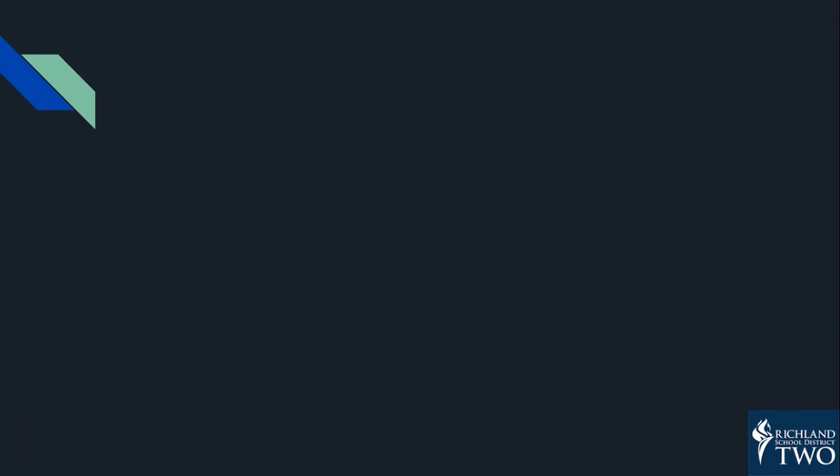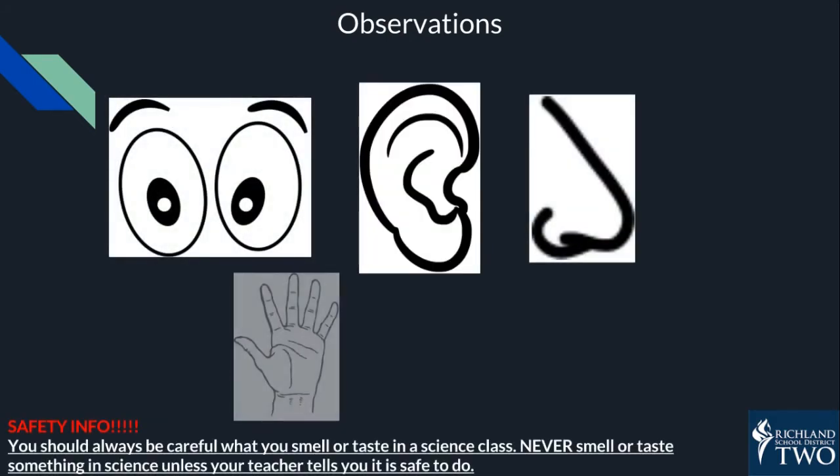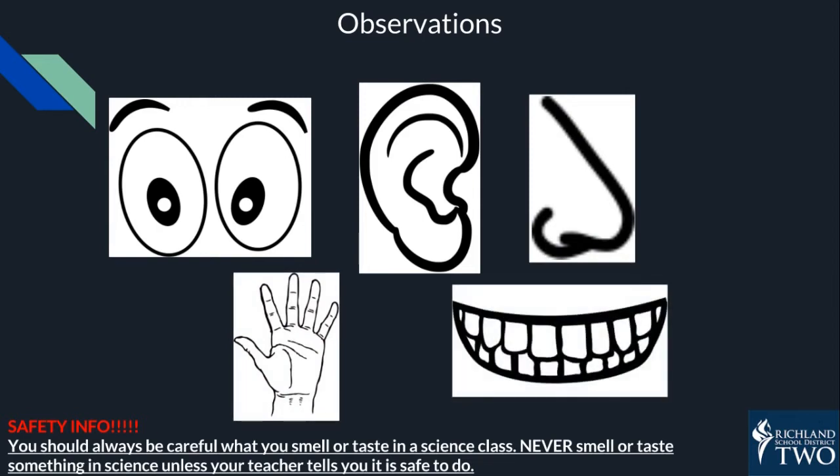But numbers aren't the only things that can make up data. Observations can also be data. Information you get from your senses, what you see, hear, smell, touch, or taste. These are observations you cannot easily measure or describe using numbers, but they are just as important.